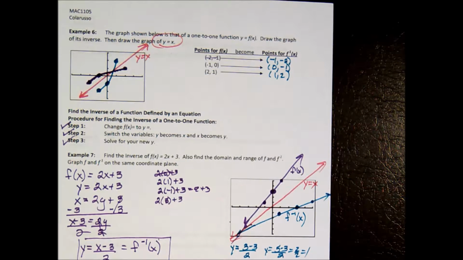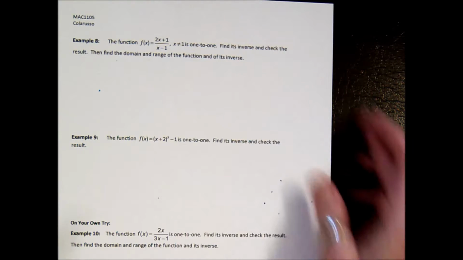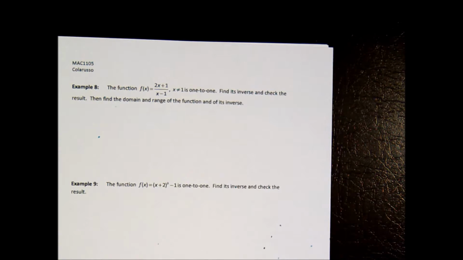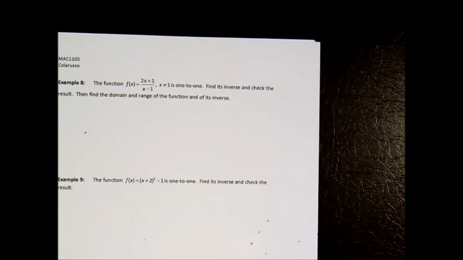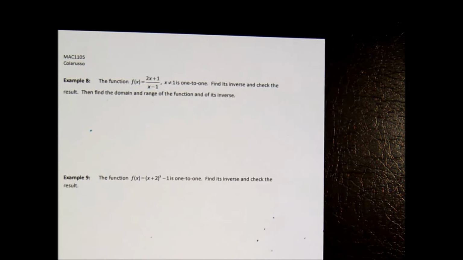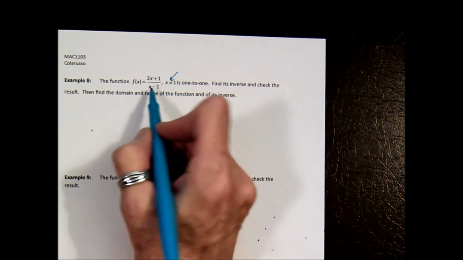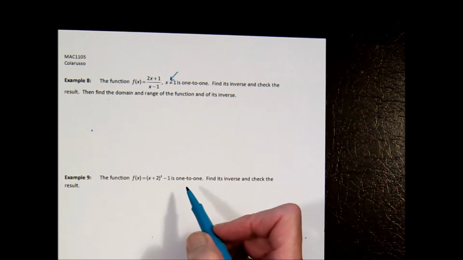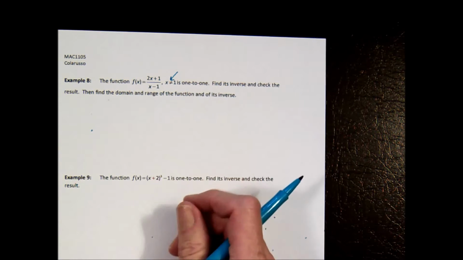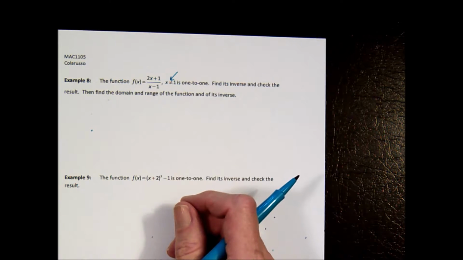So let's try that again on one that is a little bit more difficult. So here in example 8, it says the function f of x equals (2x plus 1) over (x minus 1) is 1 to 1. By the way, we have to say this so that we don't have a 0 down here. Find its inverse and check the result. How do we check the result? We show the composite in both directions are equal to x.